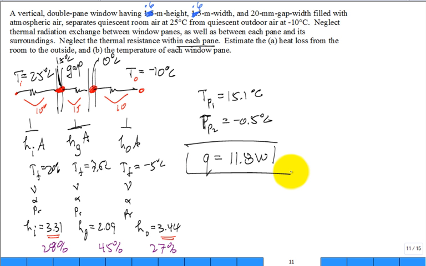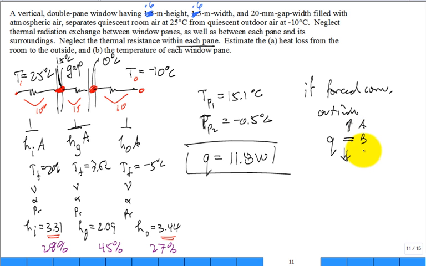Let me ask a question. Clicker question, or first clicker question. If you have forced convection on the outside, so the wind is blowing on the outside, instead of being a calm day, the wind is now blowing over the window. We have a double pane window. That's what we're analyzing. What happens to Q? It was 11.8. Does it go up, stay the same, or go down? Answer A, B, or C.